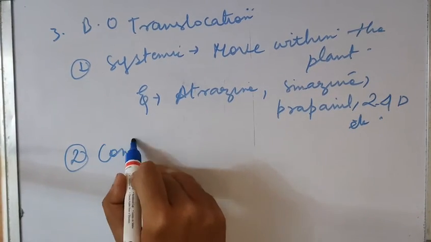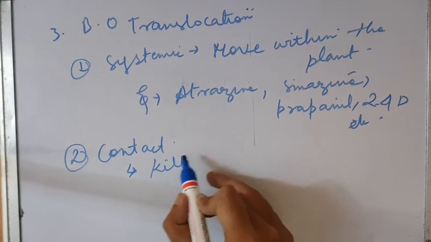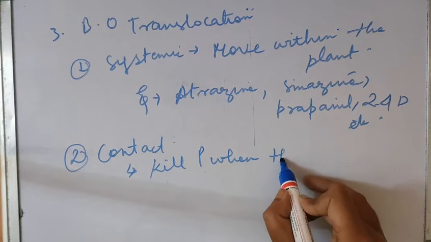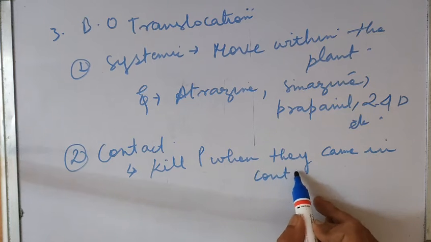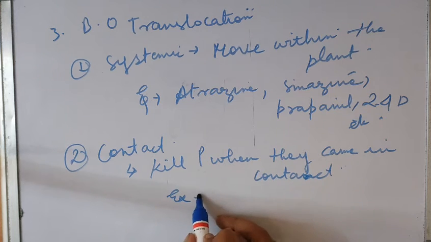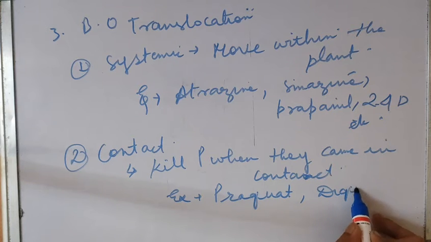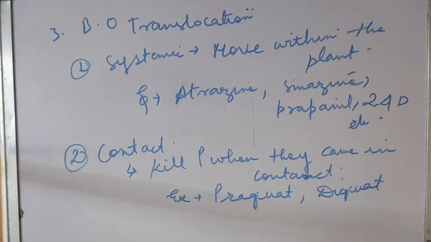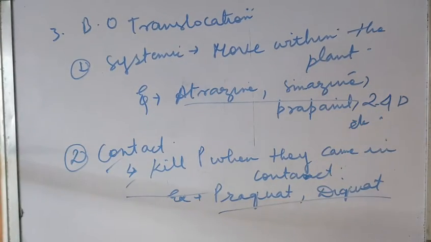Now moving on to contact herbicides. They kill the plant when they come in contact with the plant. Examples are paraquat and diquat. Here you will also see a trend that many selective herbicides are systemic and many non-selective herbicides are contact. Non-selective are mainly contact and selective are mainly systemic.